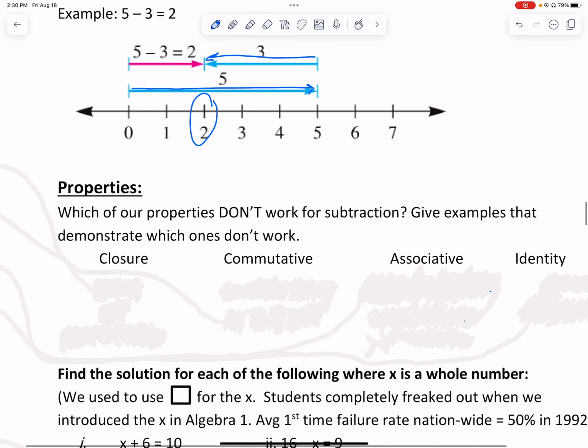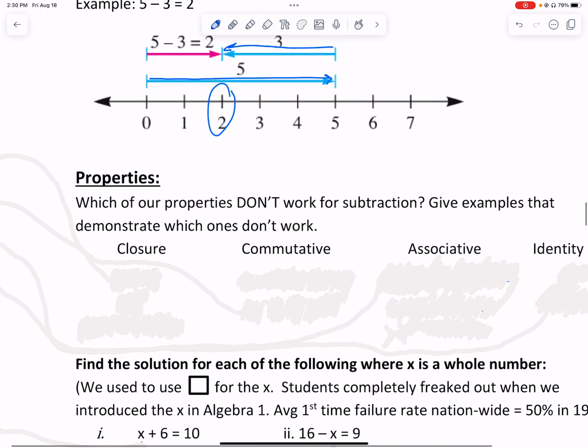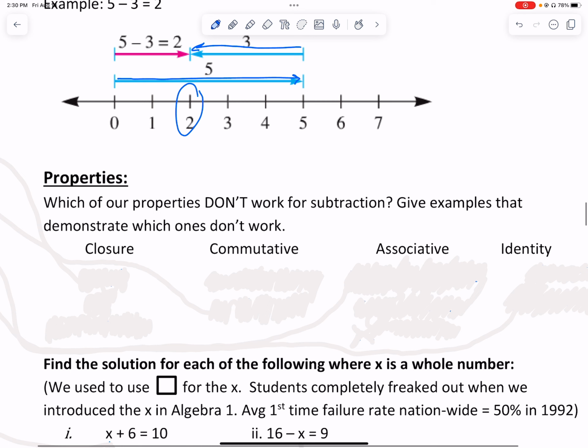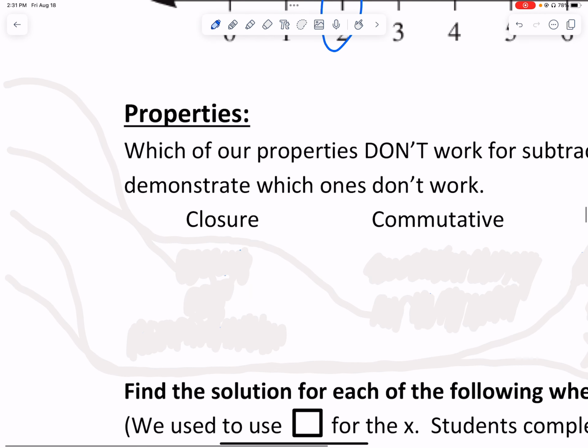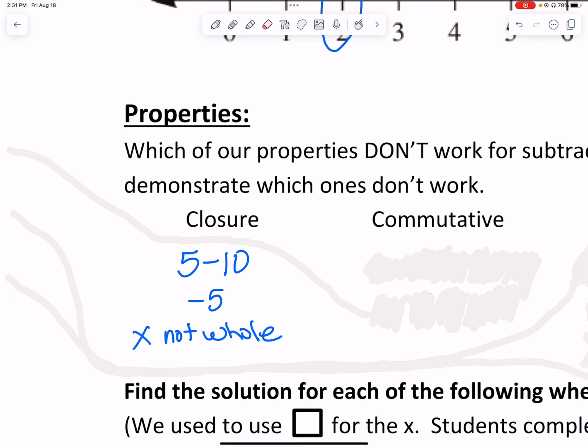So remember, we talked about a whole bunch of addition properties: closure, commutative, associative, and identity. So let's see how those work in subtraction. First, let's look at our closure property. So I'm going to pick out a couple of numbers, like 5 and 10. When I subtract, notice I get a -5.